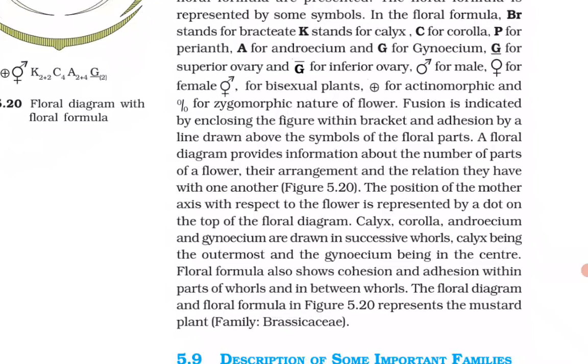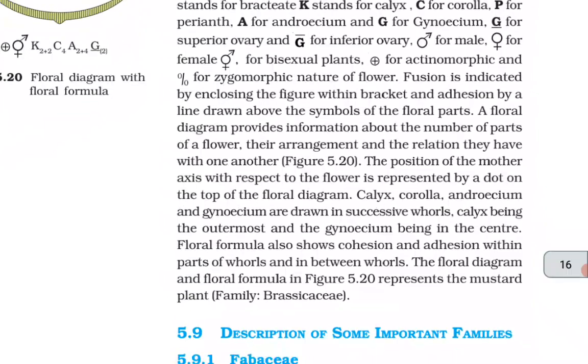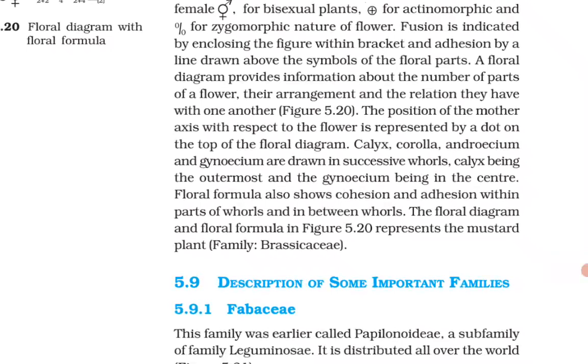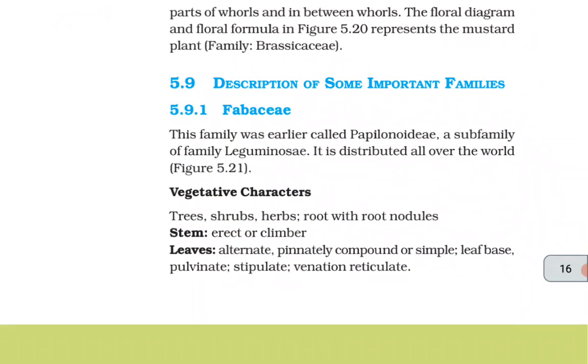Floral formula also shows cohesion and adhesion within the parts of the whorls and in between the whorls. The floral diagram and the floral formula in Figure 5.20 represent the mustard plant, family Brassicaceae. Description of some important families.